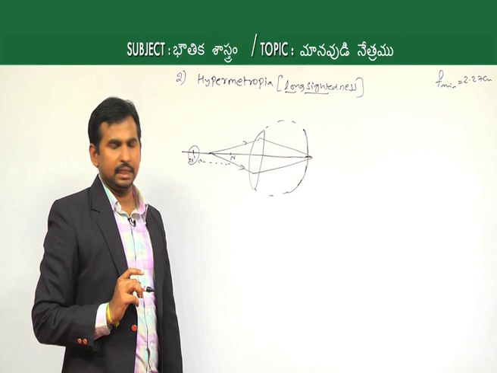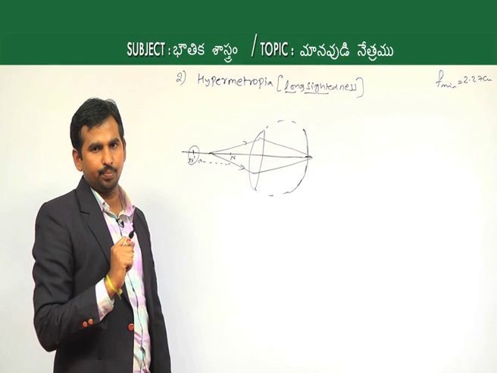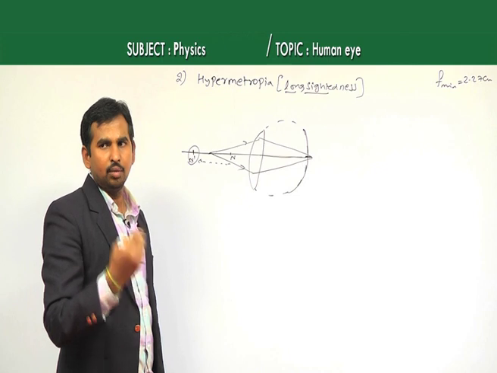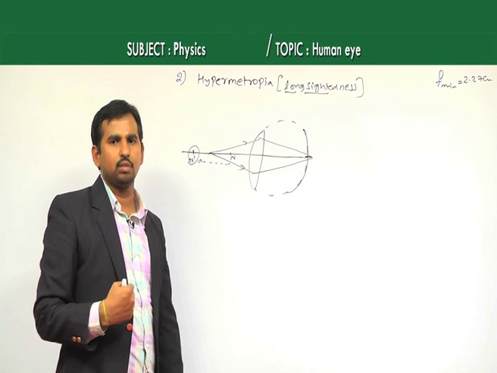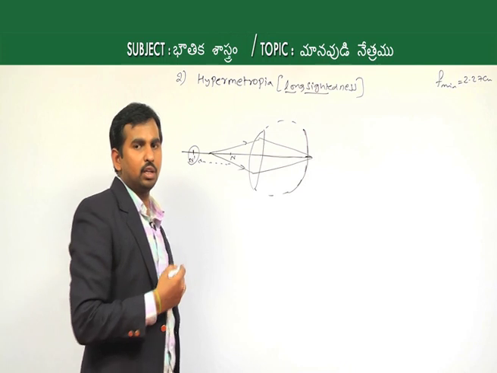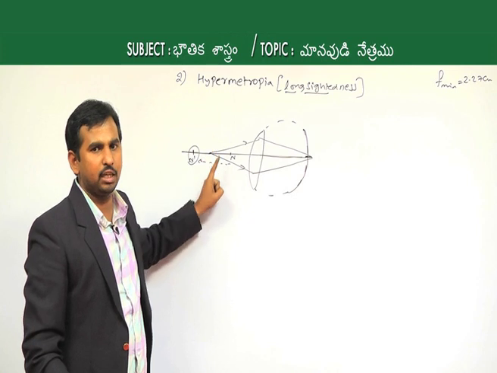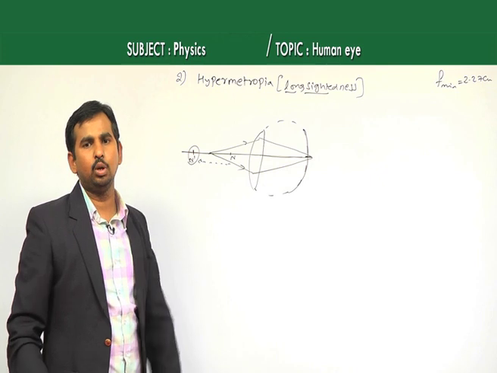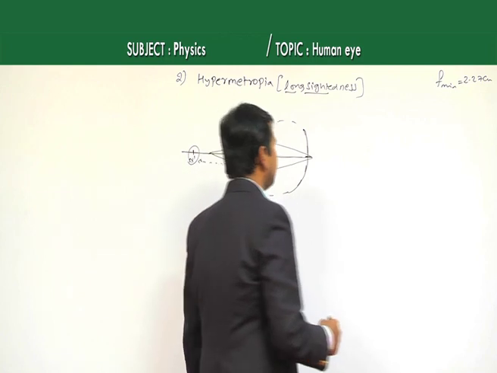Observe that clearly here: if the object is after n dash, we do not have any problem. The problem is coming if the object is between n and n dash. We cannot see the near distant objects clearly, only the far distant objects. So what we are doing is making the object placed between n and n dash appear to be after n dash, and that is possible only by using a convex lens. Now, let us see how to correct that.